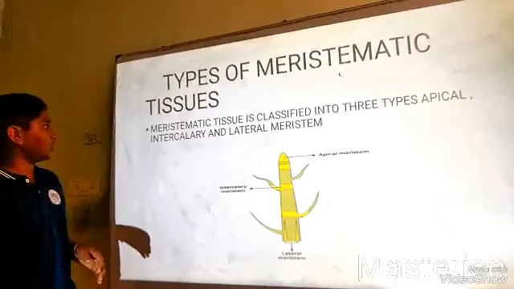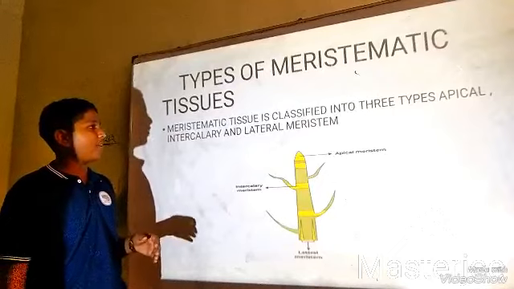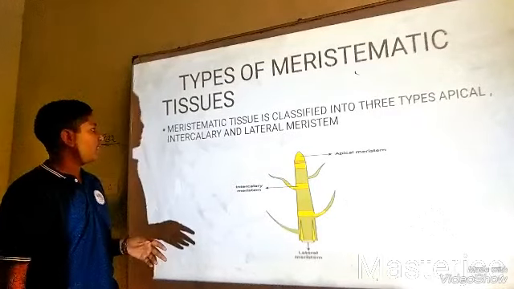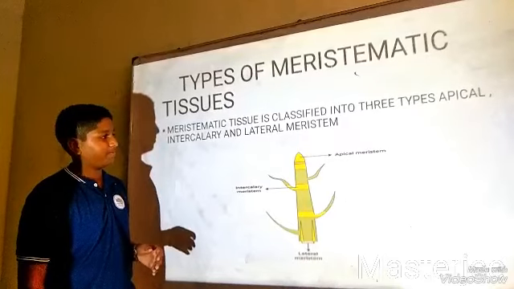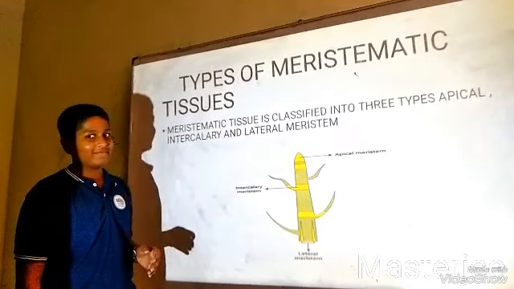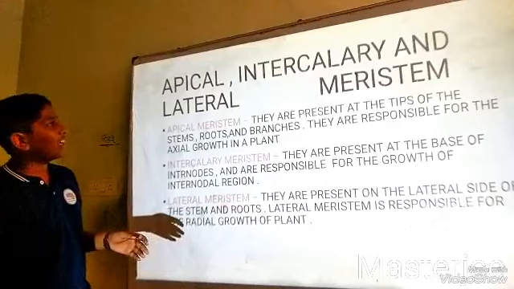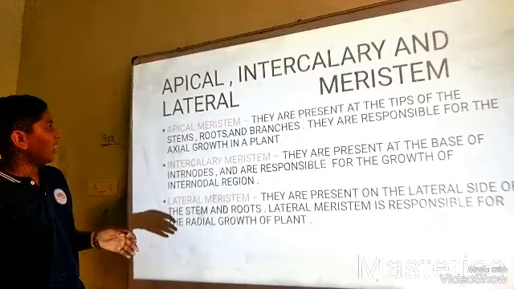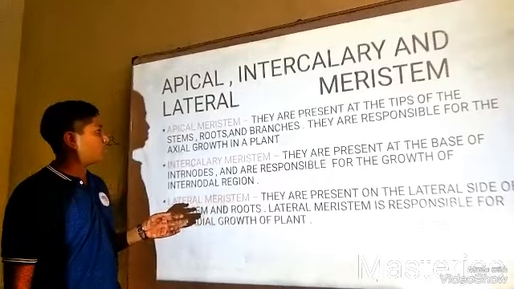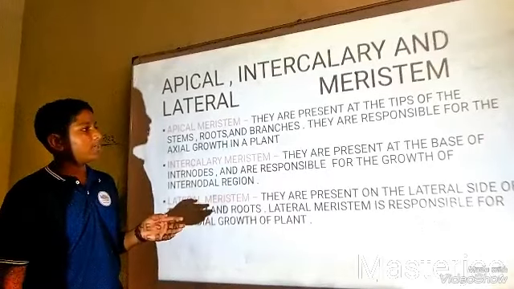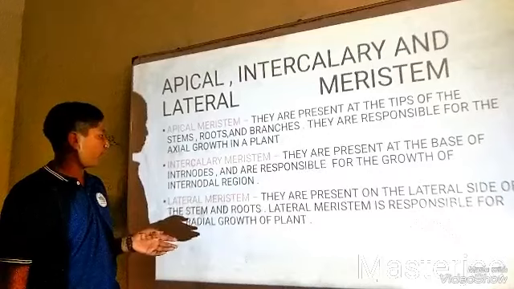Types of meristematic tissue. Meristematic tissue is classified into three types: apical, intercalary, and lateral meristem. Apical meristem. They are present at the tips of the stem, roots, and branches. They are responsible for the axial growth of a plant.